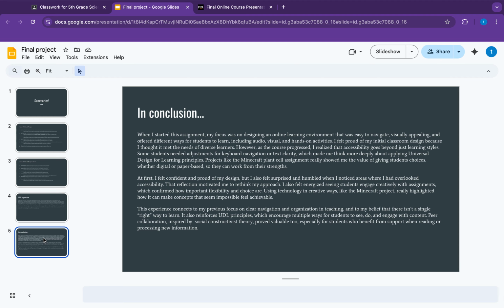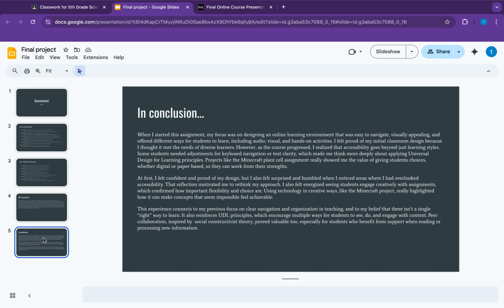The reflection motivated me to rethink my approach. I also felt energized seeing students engage creatively with my assignments, which confirmed how important flexibility and choices are. Using technology in creative ways, like the Minecraft project, really highlighted how you can make concepts that seem impossible feel achievable. The experience connects my previous focus on clear navigation and organization in teaching to my belief that there isn't a single right way to learn.